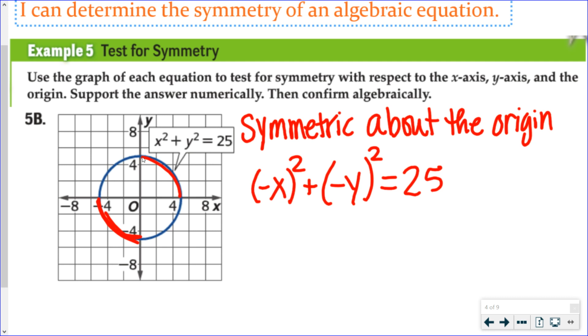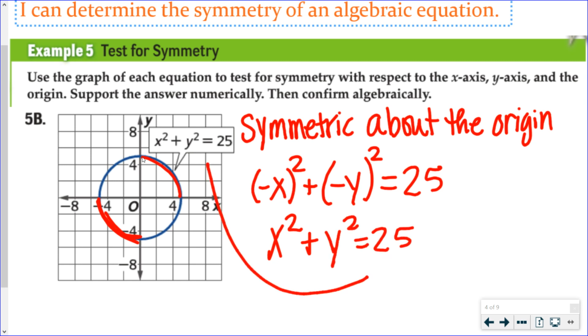So negative x times negative x, that would become x squared. Negative y times negative y, that would be y squared, is equal to 25. That is the same equation as up here. So if I put in negative x, negative y, and get the same equation, that means we got it right. It is symmetric with respect to the origin.